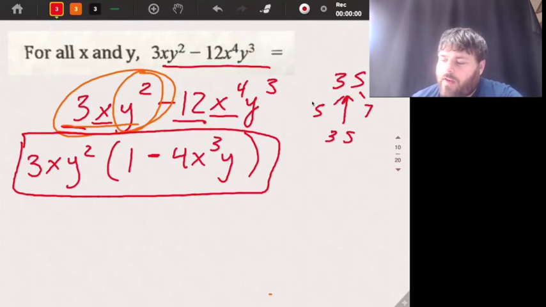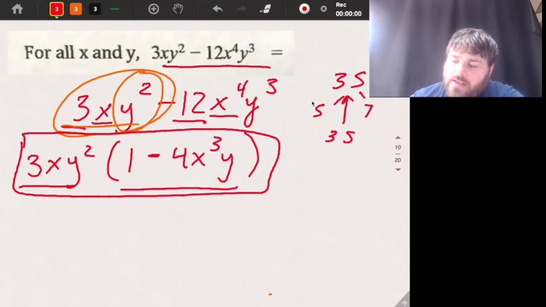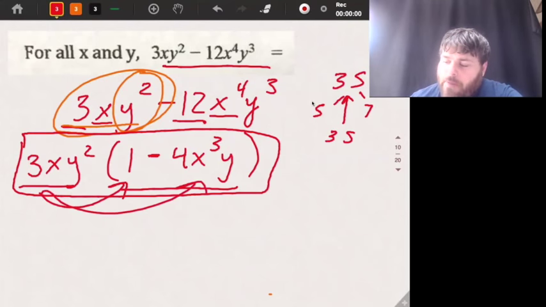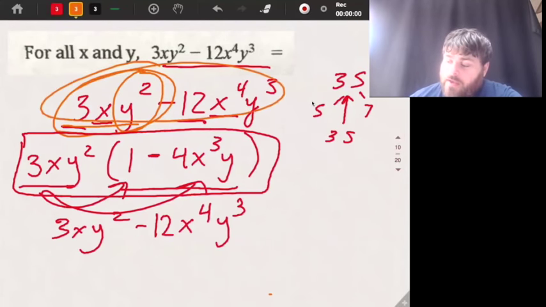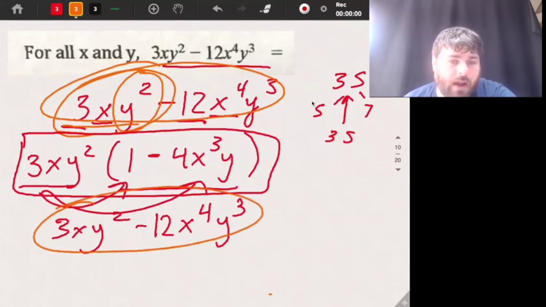So if we think we factored this correctly, the way I could test it is to multiply it back in. Boom, boom, I distribute. I get back to where I started. 3xy squared times 1. If I multiply 3 times -4, I get -12. X times x to the third is x to the fourth. Y squared times y is y to the third. I'm back to where I started. Okay, these are the same. So that means I factored it correctly.